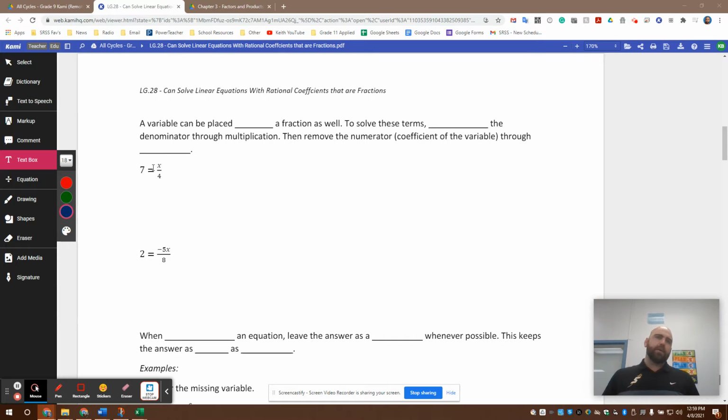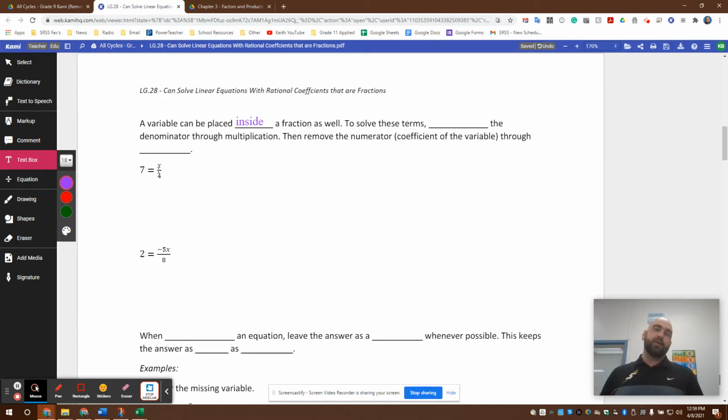All right, so let's keep on going now with our fractional coefficients. Another way to look at a linear equation is that a variable can be placed inside a fraction as well. Now, really, it is still just a fractional coefficient, but now it looks a little bit different because we have a variable inside the fraction.